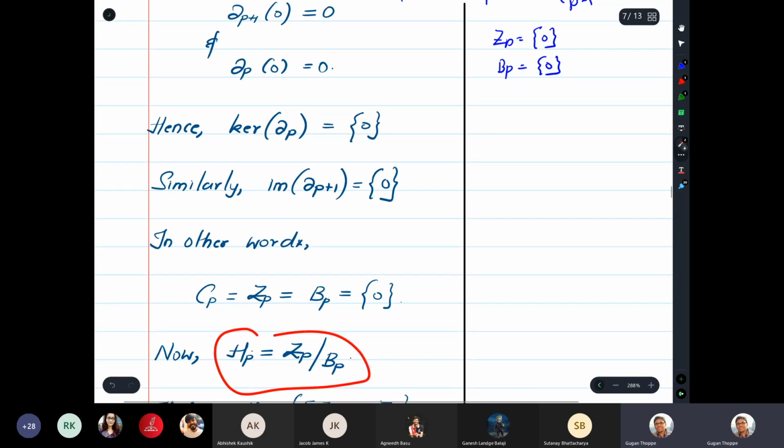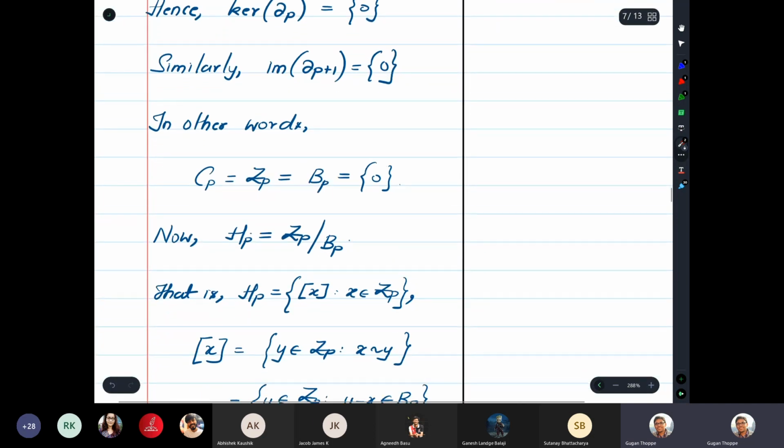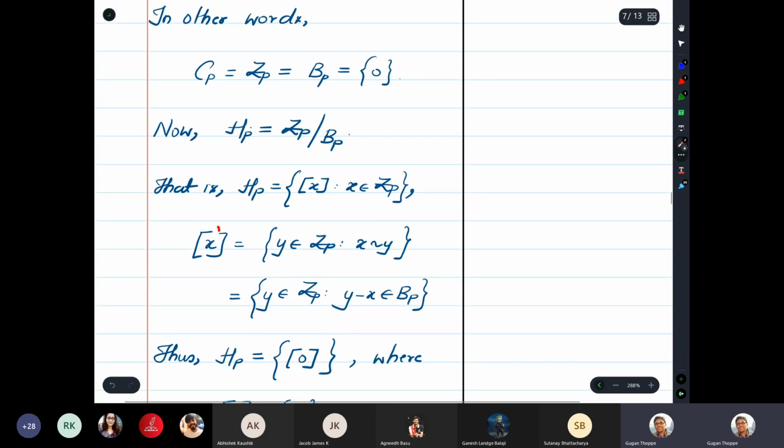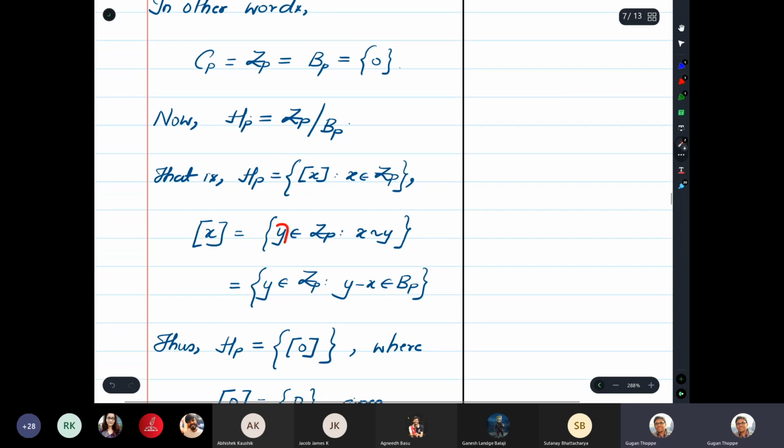So in this case, let's try to compute the quotient of Zp with Bp. So Hp, what is this? Well, this is the collection of all equivalence classes whose representatives lie in Zp. This is the formal definition. And what is the equivalence class of x? The formal definition is the collection of all y in Zp which are equivalent to x. And if you remember, when we talked about the quotient space definition, we said that two elements are equivalent if their difference lies in Bp. So this is how we had defined it.